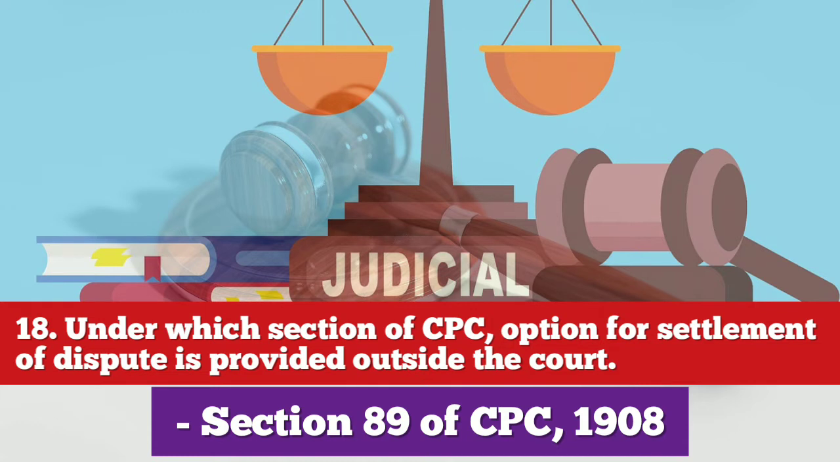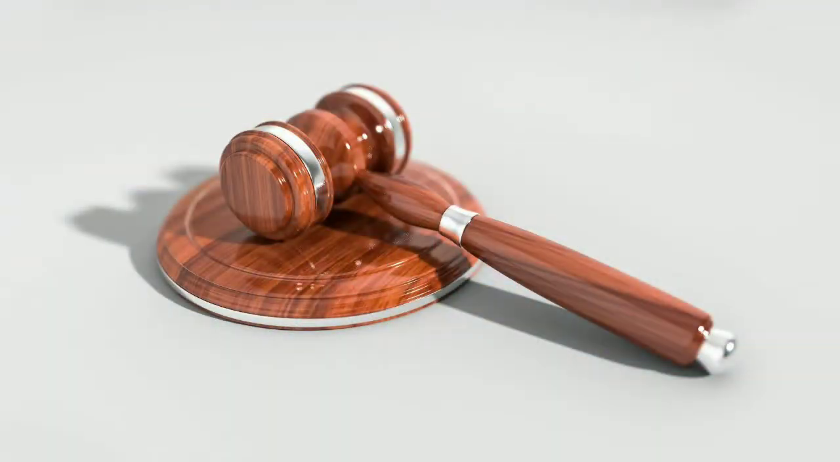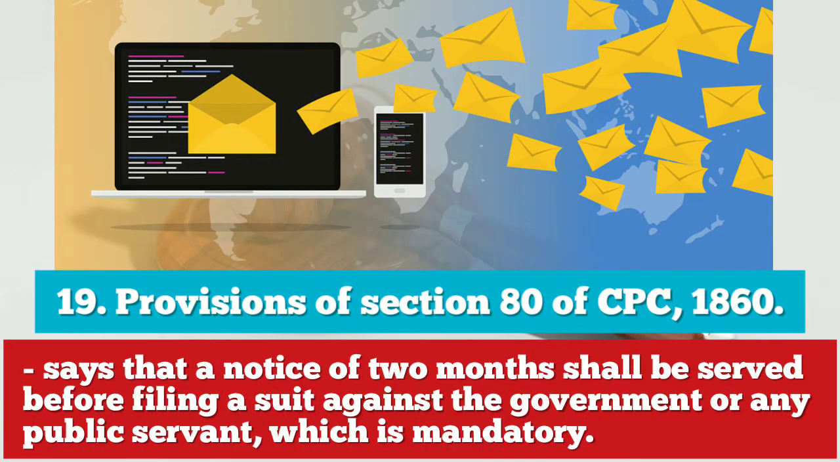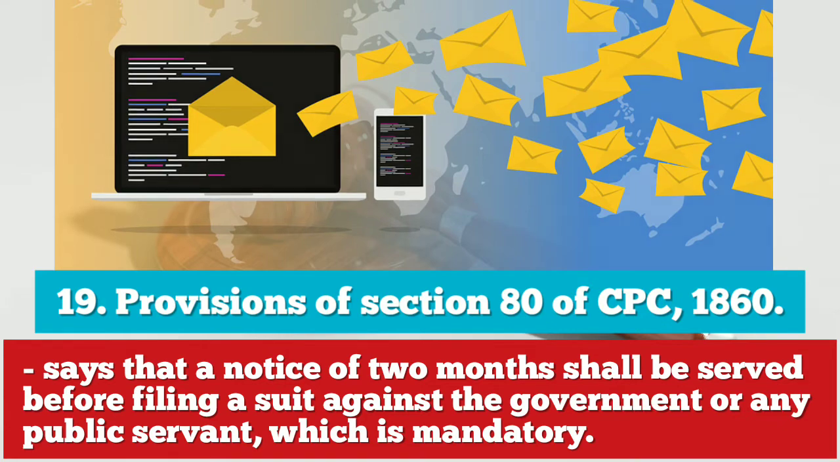It is provided under section 89 of Civil Procedure Code 1908. Question 19. Provision of section 80 of CPC says that a notice of 2 months shall be served before filing a suit against the government or any public servant, which is mandatory.